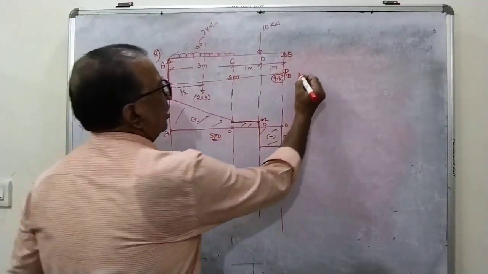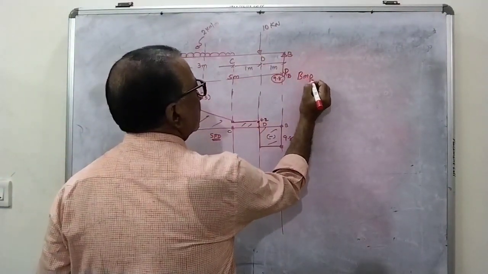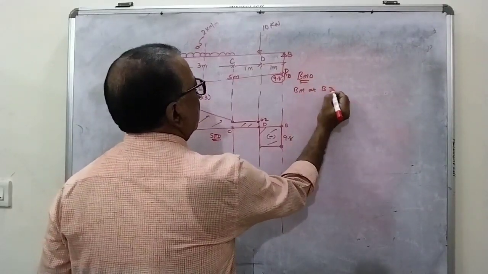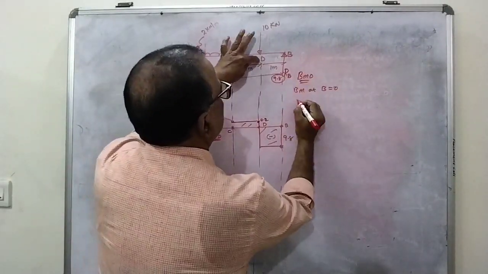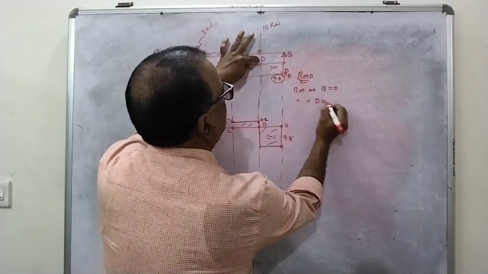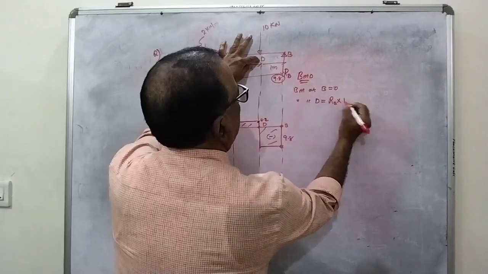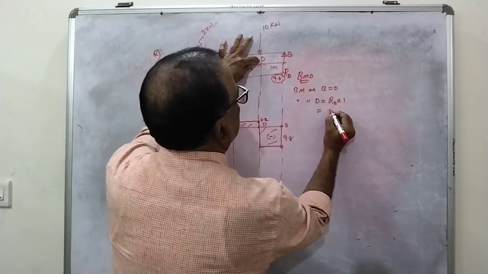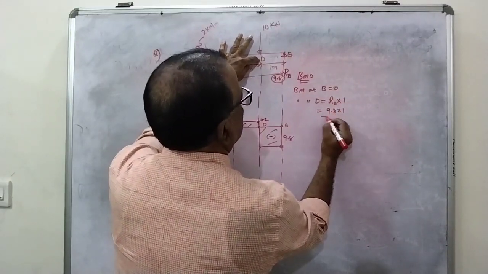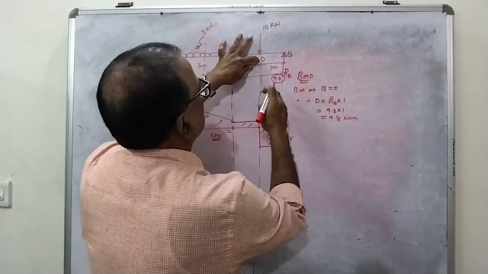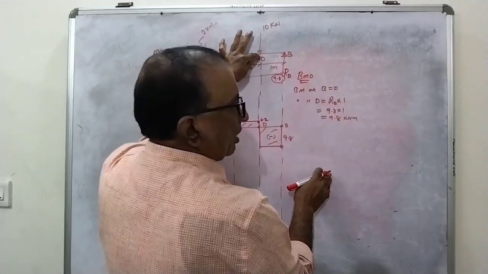So we have to draw the bending moment diagram for this. Bending moment at B is equal to 0, simple support. Next, bending moment at D, RB into 1, that is equal to 9.8 into 1, 9.8 kilonewton meter, because the moment due to W is 0 at D.